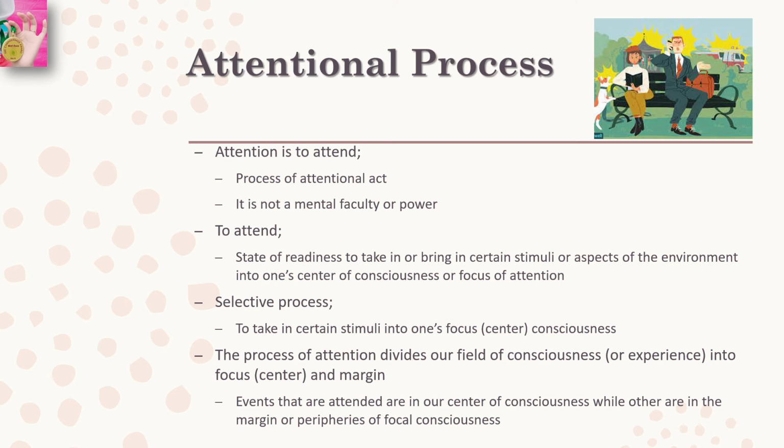The last one is about attention. The process of attention divides our field of consciousness into focus, which is the center, and margin. Now, the events that are attended to are clearly perceived because such events are taken into our focal field of consciousness, while the others are either dimly perceived or not perceived at all because these are in the margin or periphery of the focal consciousness.